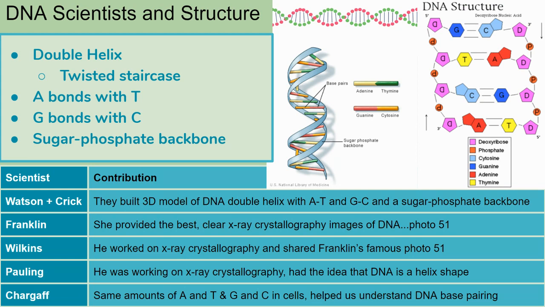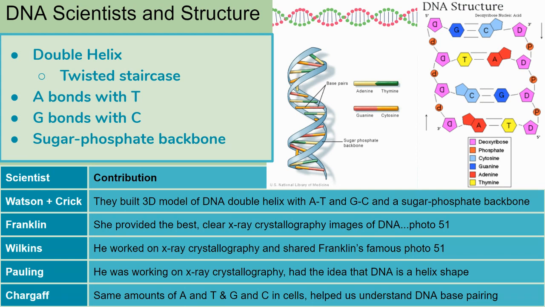Chargaff is another important scientist in the structure of DNA because he analyzed the chemicals that were within DNA. And he discovered that every time he took a sample from different cells, there was always the same amount of adenine as thymine. So he thought, okay, A and T must go together. And there's always the same amount of guanine as cytosine. So C and G must go together. That helped us understand the nucleotide base pairing.